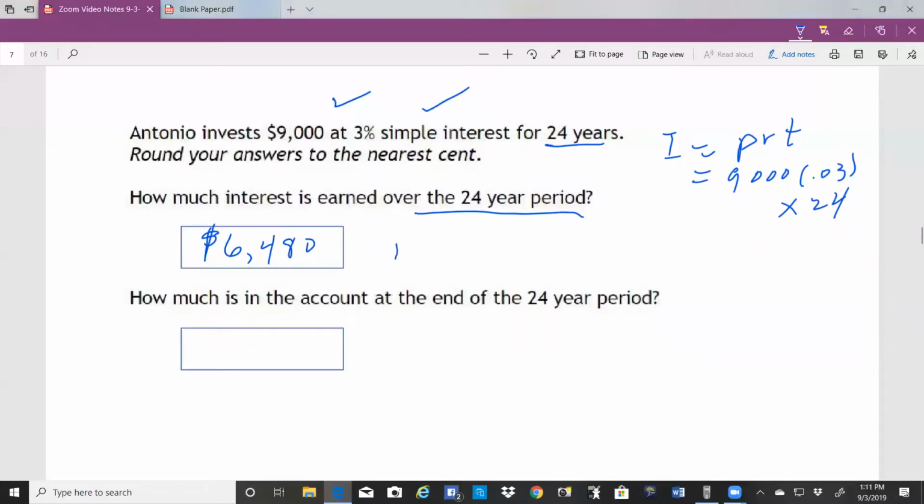Now, since this is your interest, the amount in the account is going to be principal plus interest. Just add the two and you get $15,480.